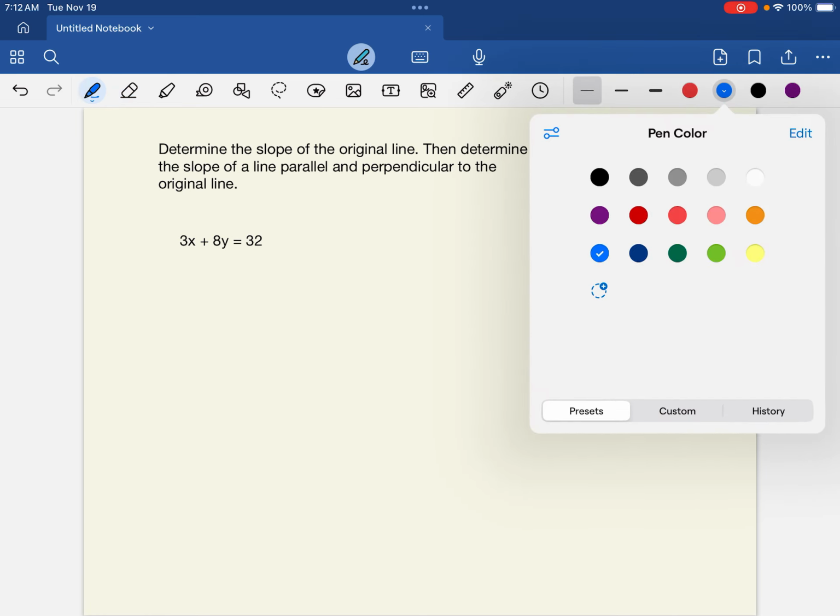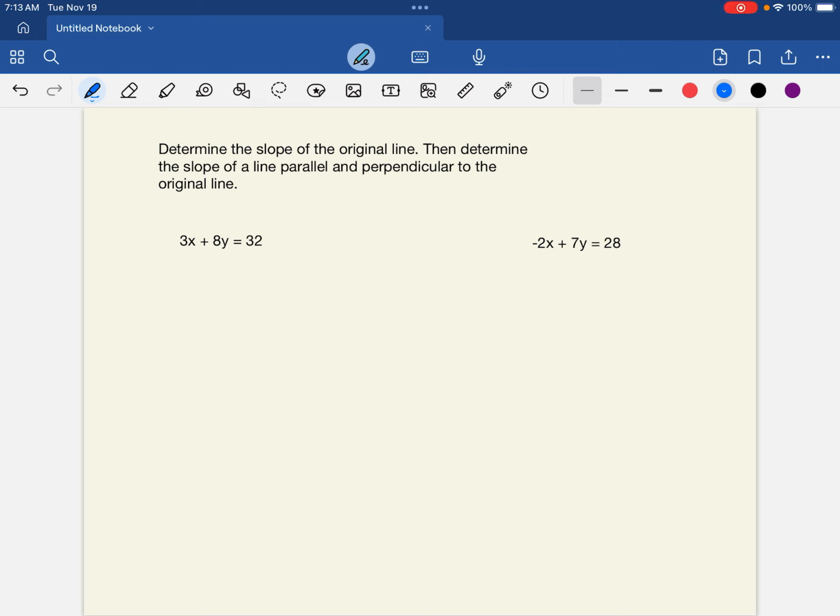Okay, so when I am trying to solve for y, what I want to get rid of is this 3x and this coefficient. So what I'm going to do first is look at my 3x. I see that I have positive 3x, so I'm going to do the opposite. I'm going to subtract 3x from both sides of my equation. On the left-hand side, the 3x's cancel out, and what I'm going to be left with is 8y is equal to negative 3x plus 32.